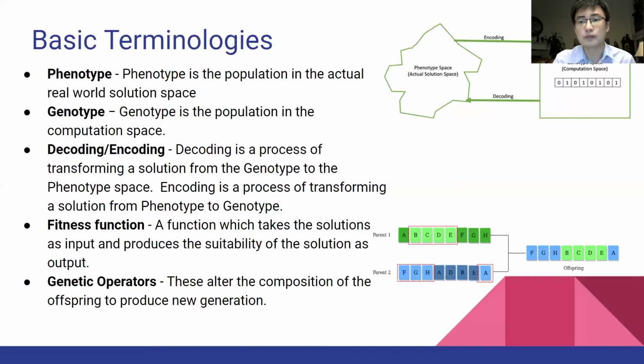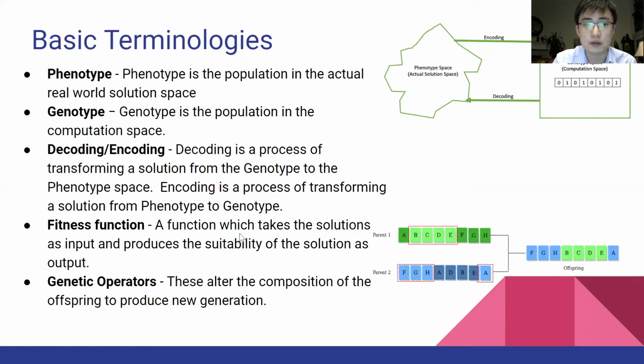Decoding and encoding. When we get some solutions in the phenotype and we want the computer system to do some computing, we need to encode those solutions. And after the computing, we can use decoding to convert from the genotype space back to the phenotype.